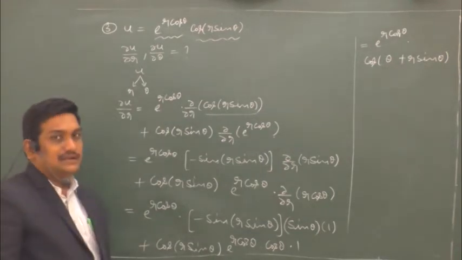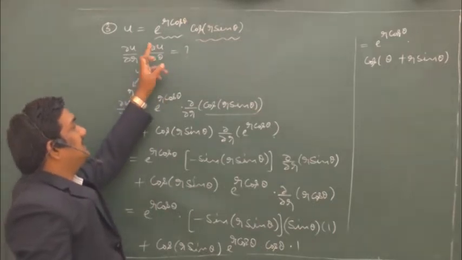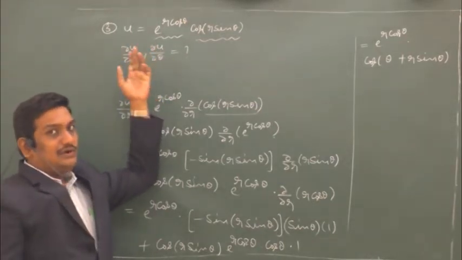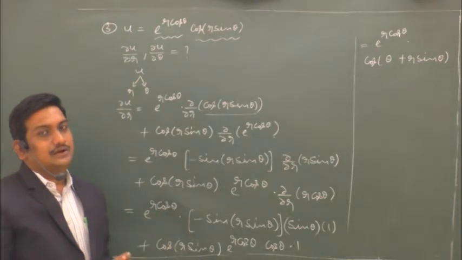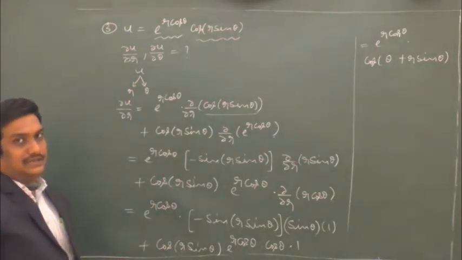It is not a symmetric function, because if you replace r by theta and theta by r, you will not get the same old function, hence it is not a symmetric function. So definitely you need to find dou u by dou theta.